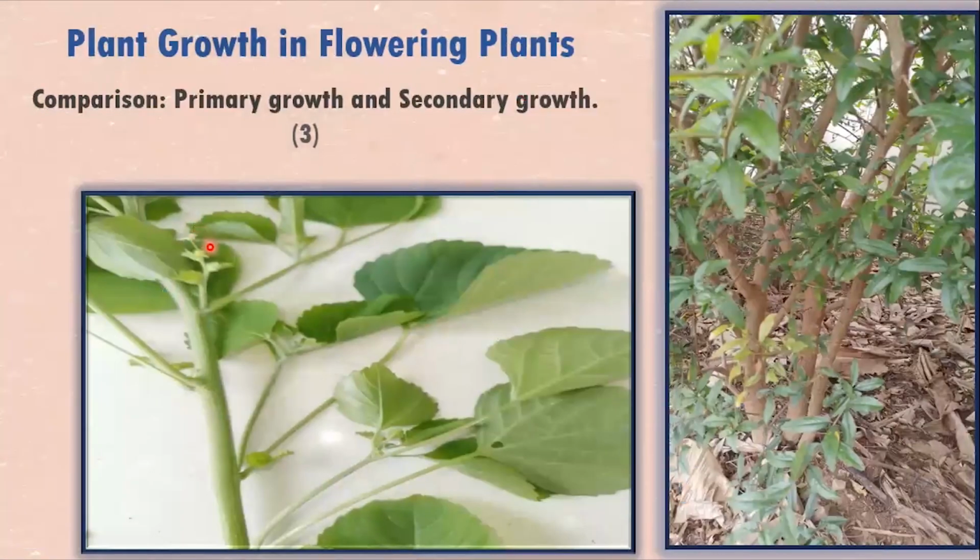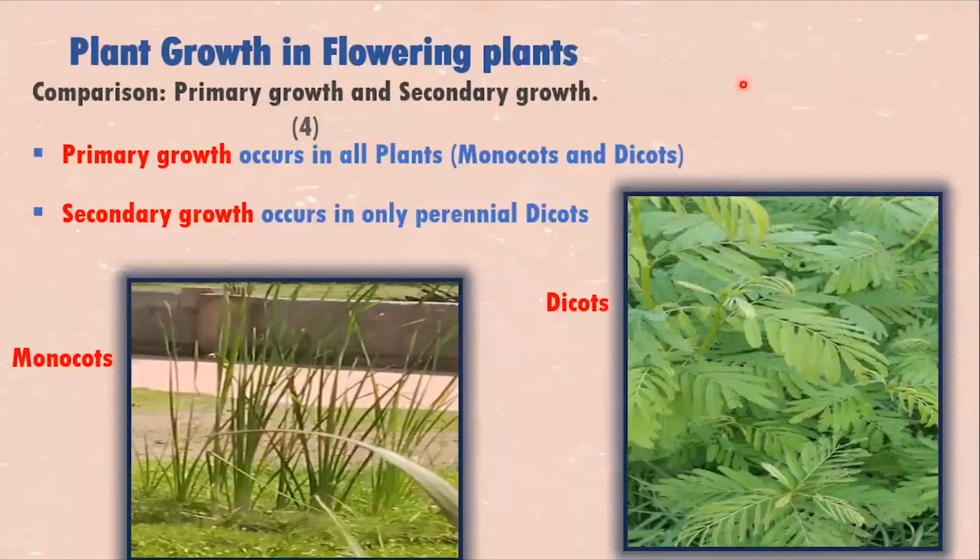Now, how do you recognize primary growth and secondary growth? Primary growth shows itself as soft green tissues. So it's herbaceous. Secondary growth, when it appears, shows itself as brown tissue and is tough and hard and gives strength. So in this plant, these parts are undergoing secondary growth, while these parts are in primary growth. Primary growth occurs in all plants, monocots and dicots, right? Secondary growth occurs in only perennial dicots.